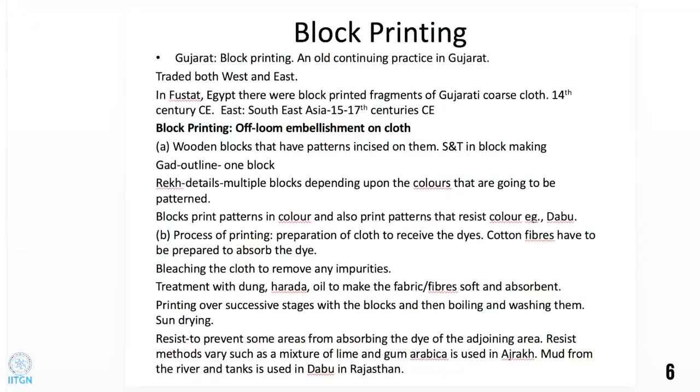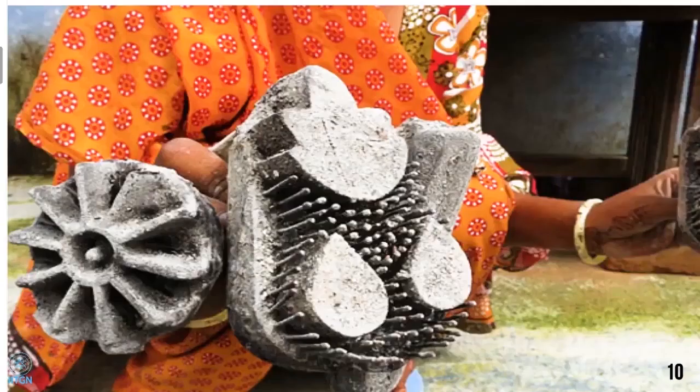There are basically two kinds of blocks. Gad is the outline, and that is one big block. This is a Dabu block actually. Then we have the other detailed blocks that go within the outline, depending on how much detailing you want as well as how much color you want. That is called rake. We typically have only one or two rake pieces because the more detailing you do, the more complex it gets in terms of managing the colors and the dyeing process.